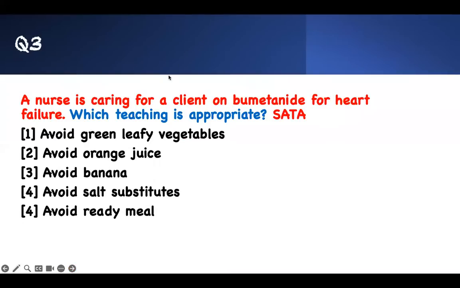Number 3, select all that apply. This is a bunch of select all that apply to give you content. Which teaching is appropriate? A nurse is caring for a client on Bumetanide for heart failure. In the pharmacology in NCLEX, they will give you the medication and tell you what it is, or they will tell you what the problem is and give you a medication to treat it. So that is what you have to learn.